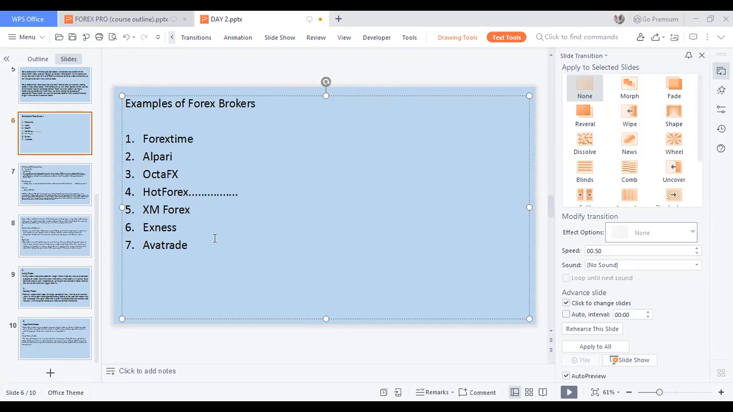Another good one I also refer to my students is Apari. I also refer OptaFX to them. Then I also refer Antec to them. Antec is another wonderful one. For those people who are trading here already, they know what I'm talking about. And if you are a newbie here, the one I use is HotForex, and since I've been using it, I've never regretted it for once.